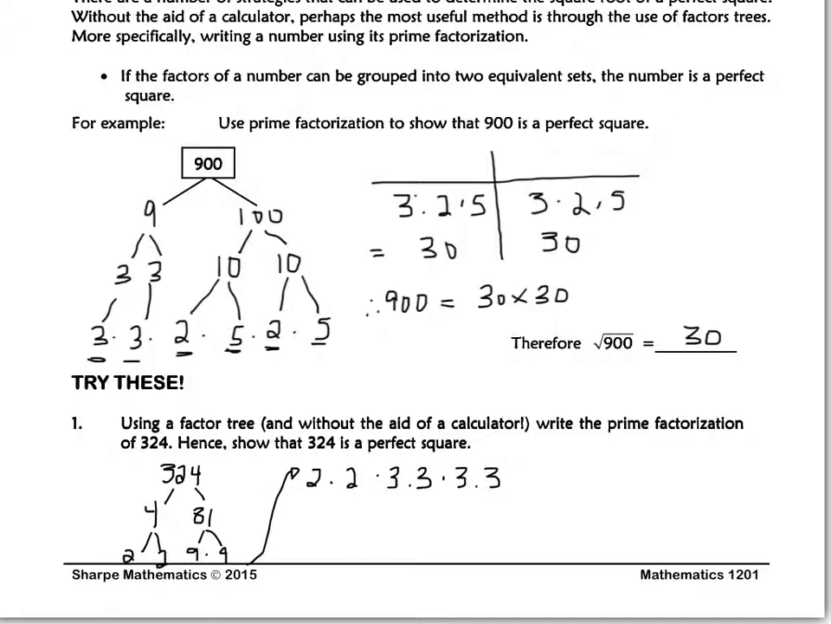If we split that up into two groups, a 2 can go here and a 2 can go here. And 2 3s can go here, and 2 3s can go on the other side. Therefore, the factors of 324 can be written as 6 times 3 is 18, 18.